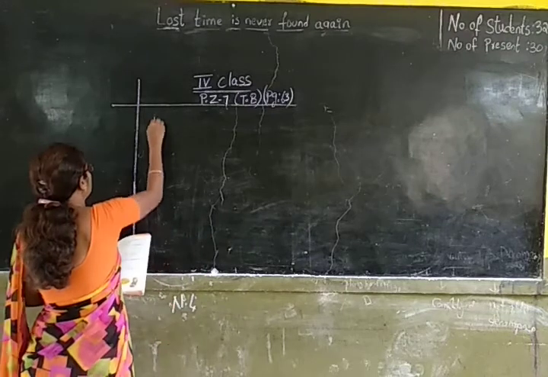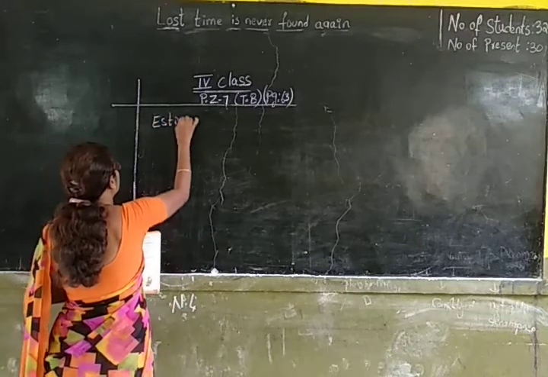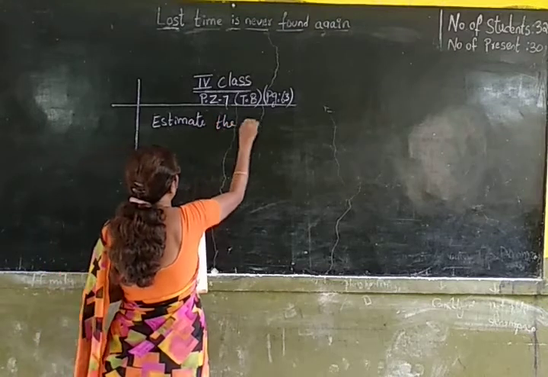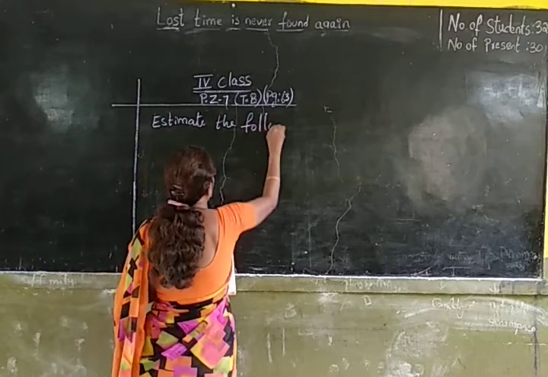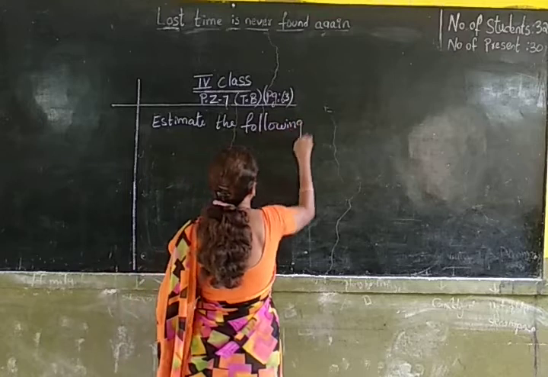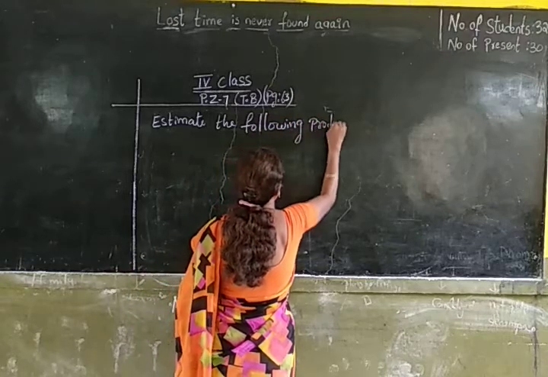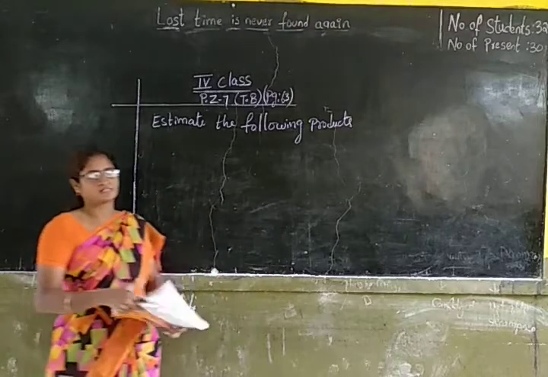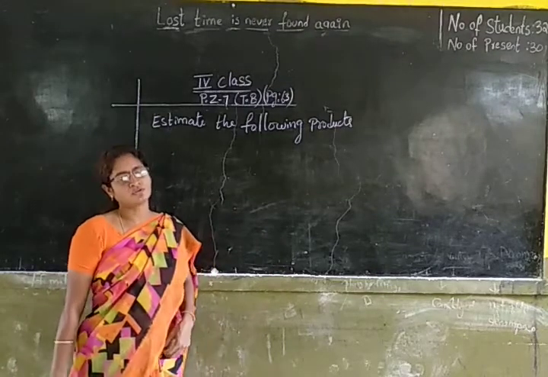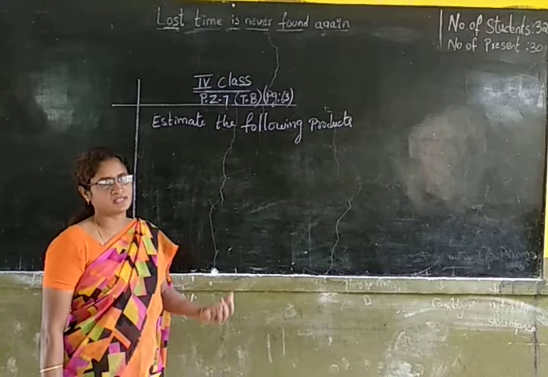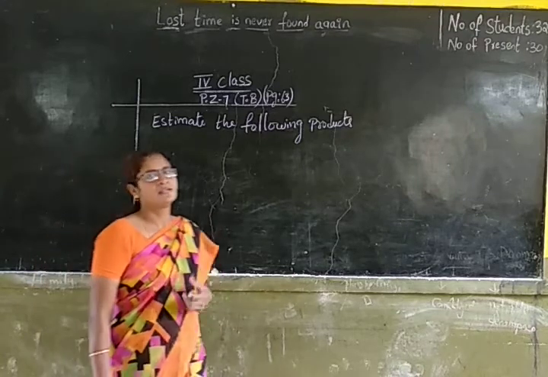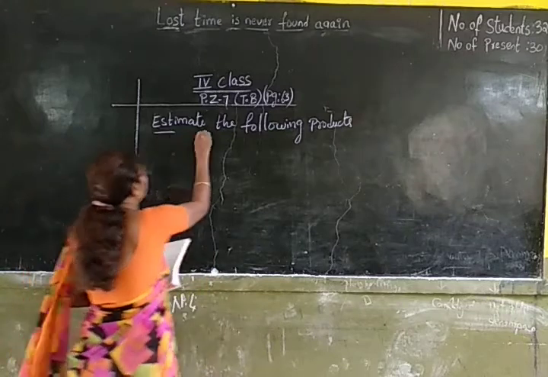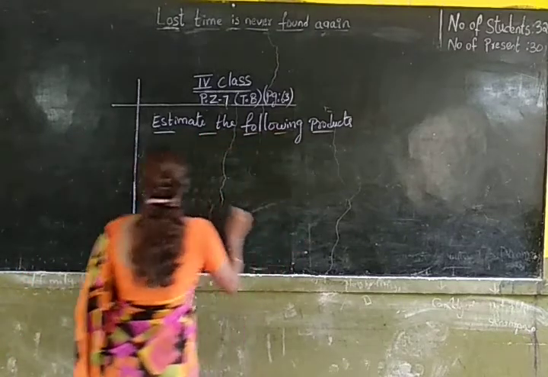The question is estimate the following products. Okay children, estimate the following products. For estimating, what we have to do? We have to round up the numbers to the nearest tens, nearest hundreds and nearest thousands. So let us find out the products here by rounding up the numbers.